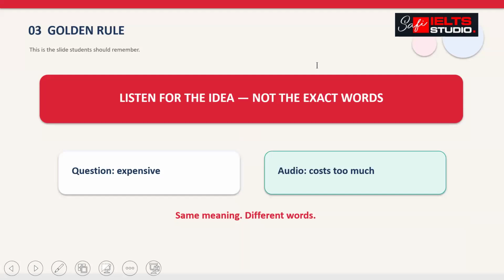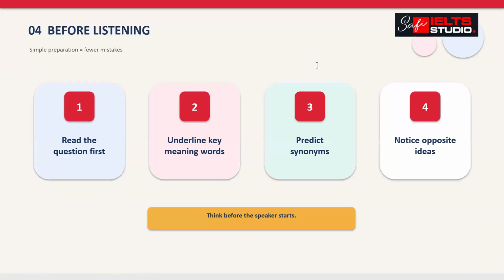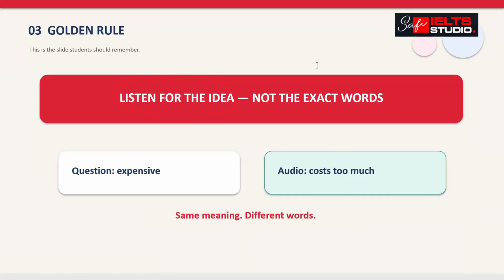The first thing, some of the rules. The examiner, as I told you, never uses the exact words, but in fact always uses synonyms and might paraphrase. So how can he paraphrase and how can he use synonyms? Listen for the idea. The first part I have written here: listen for the idea, not the exact words.